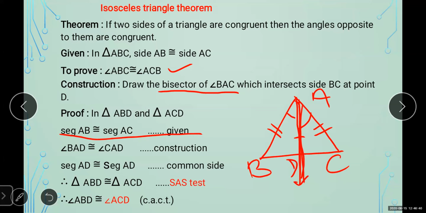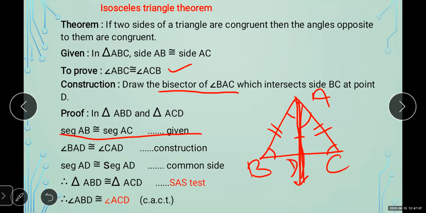Now these two triangles are congruent. That means the other sides and other angles are also congruent. So we can easily say that angle B and angle C are also congruent. How can you write it down? Angle ABD is congruent to angle ACD.